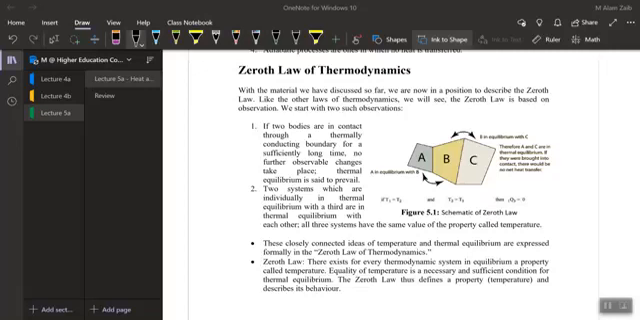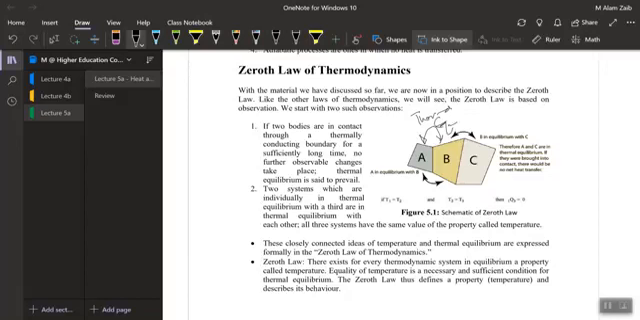The Zeroth Law of thermodynamics is based on two observations. First observation: if a body, let's say body A, is in thermal contact with another body for a sufficiently long time, there would be no further change, and there would be some thermal equilibrium between these two bodies.